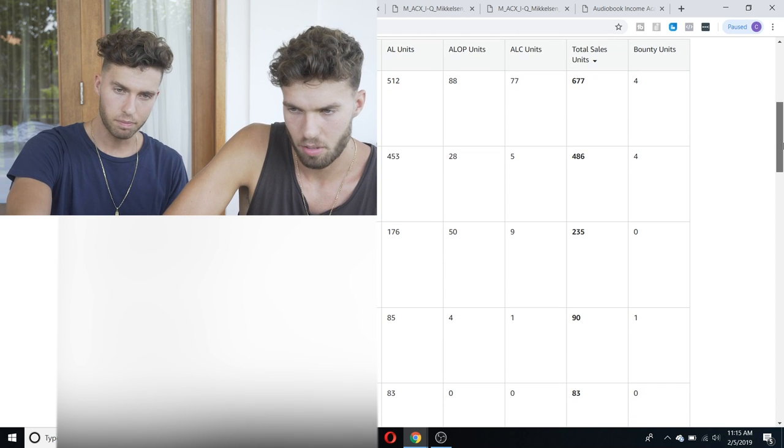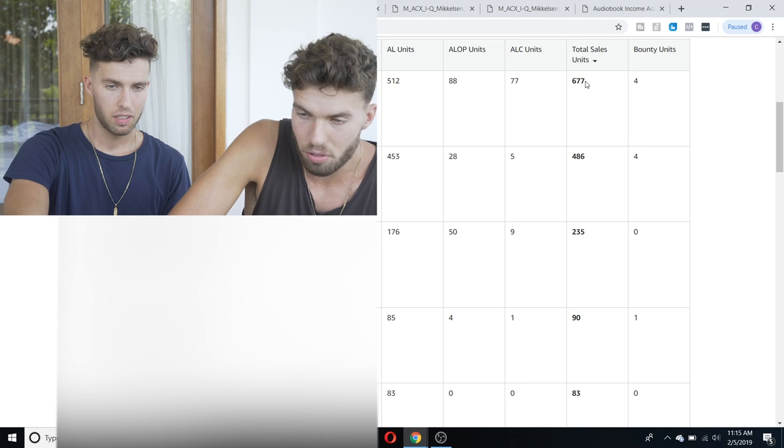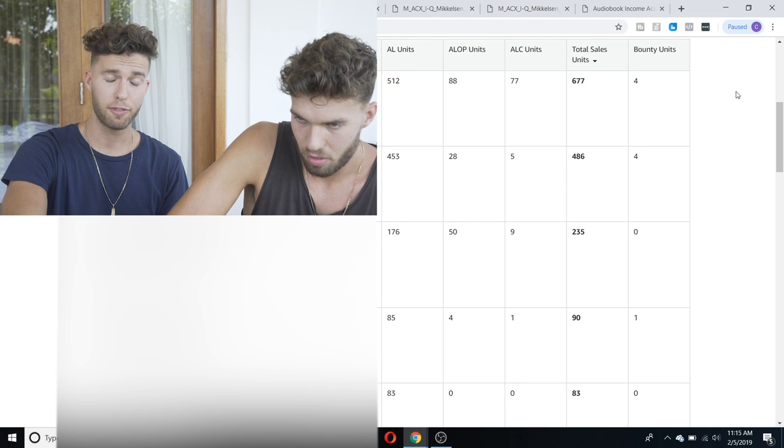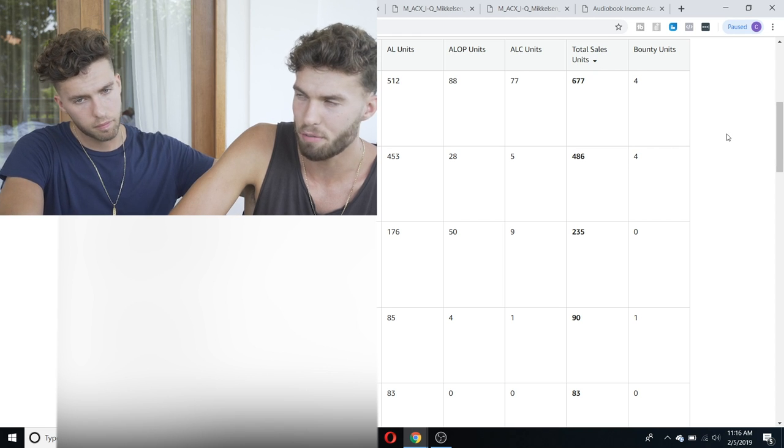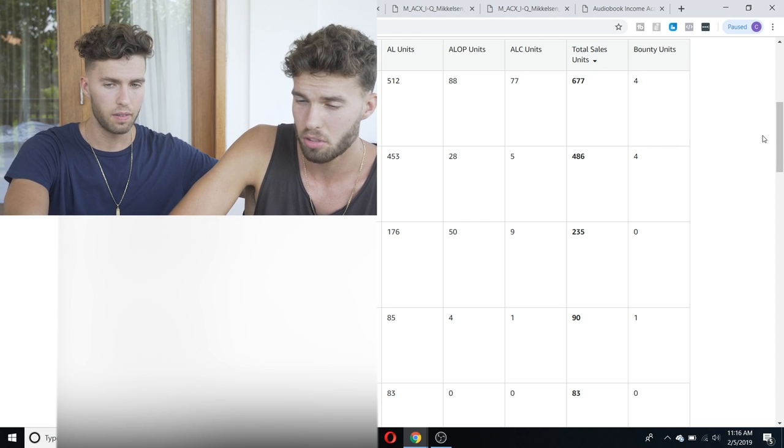So look at those top two books. They carried most of the weight. 677 sales. That's a lot of sales in one month. Two books did over half of all the sales. From just two books. Yeah, that's a lot.